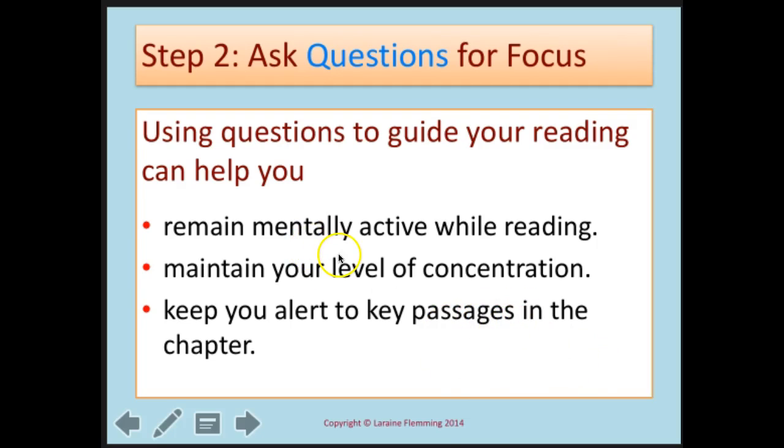So after we've finished surveying, we're ready then to start reading the actual chapter. But before we do that, we're going to get ourselves ready by asking some key questions that we want to find out based on the survey that we just did. So these questions that we ask will help us to keep active while we're reading the chapter.